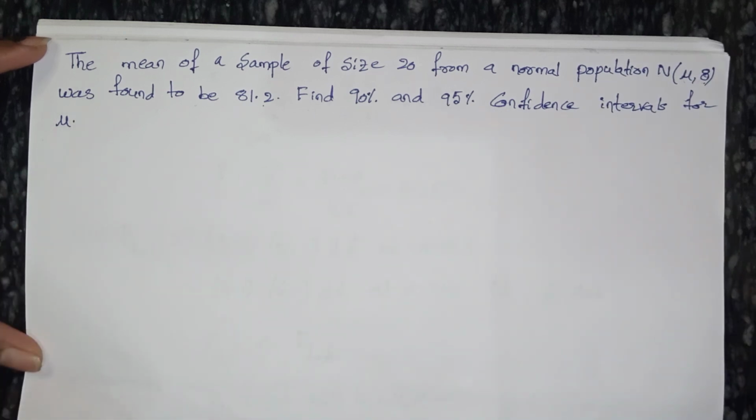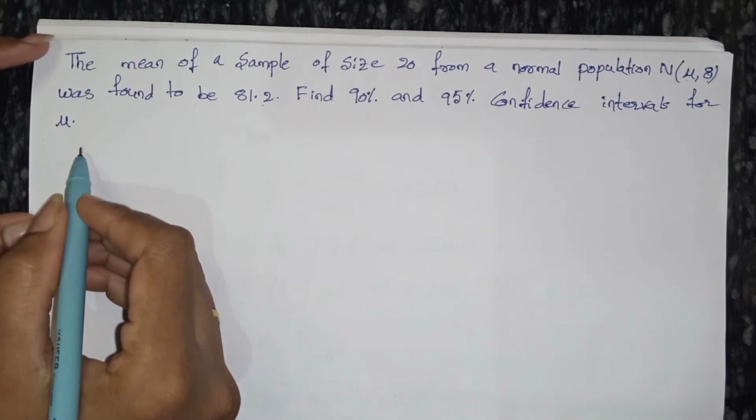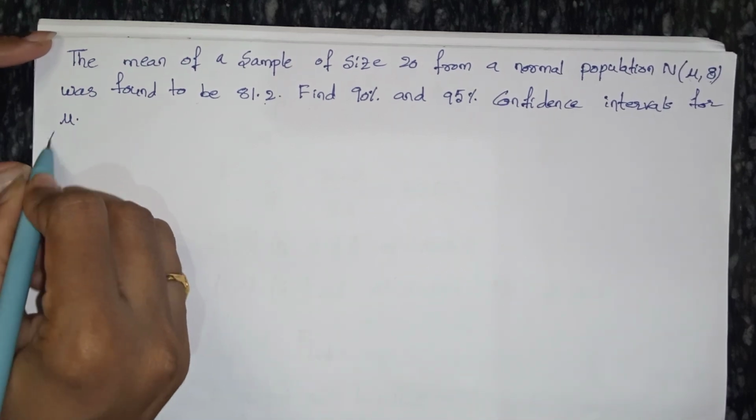So what we have to find out here? We have to find out confidence intervals for mu. Okay? We have to calculate confidence intervals for mu. So for that, let us first write the given data.